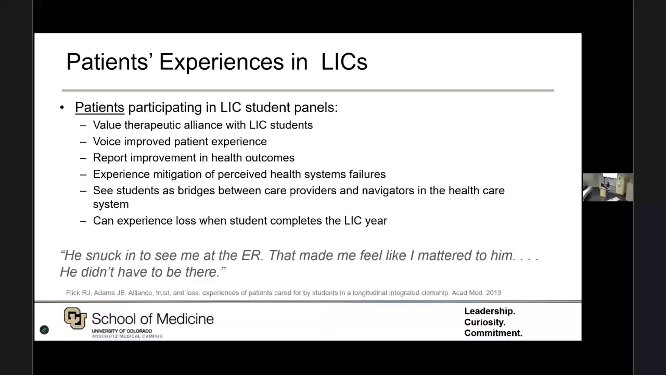And this comes from a study of the Denver Health LIC, in which the patient said, he snuck in to see me at the ER, talking about the LIC student, that made me feel like I mattered to him. He didn't have to be there. And so this impact on the patients who interact with LIC students and are cared for by students across our network is a huge part of the why.